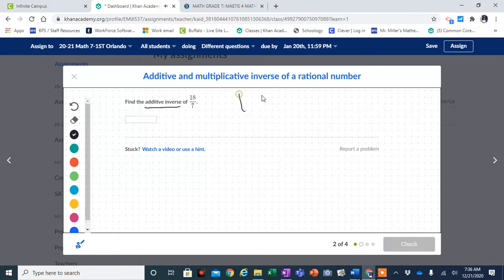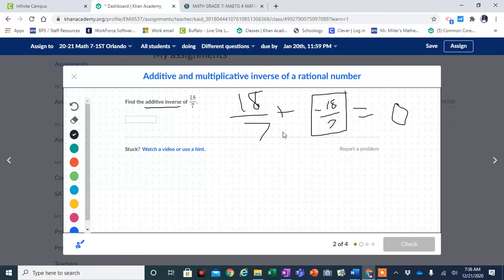Additive inverse. So what would you add to 18 over 7 in order to get 0? So that would have to be negative 18 over 7.